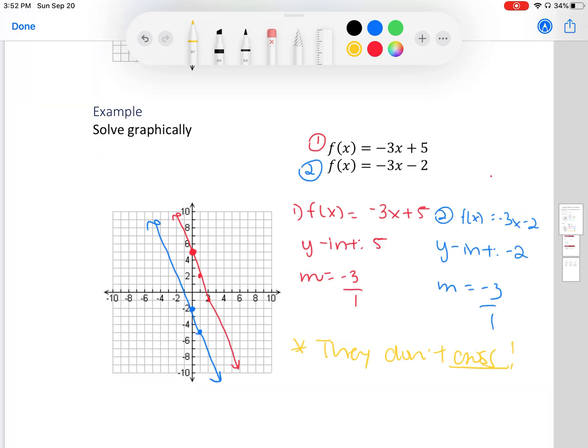And you could have actually caught this earlier on, because we see that our slope is the same. And recall that parallel lines have the same slope. Recall from our last chapter.